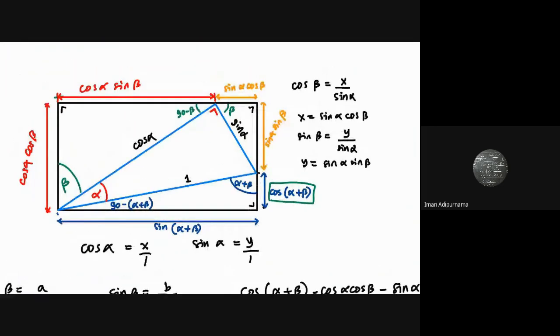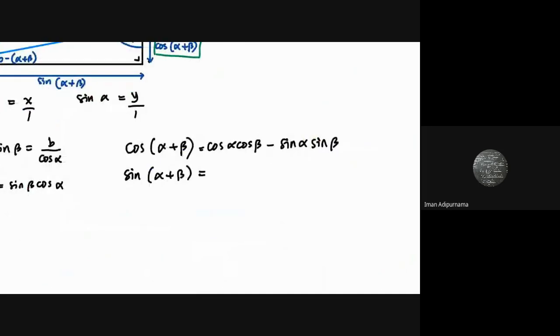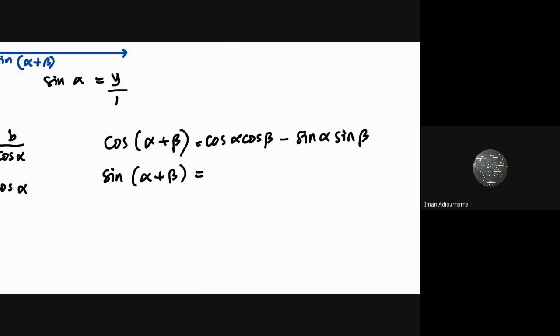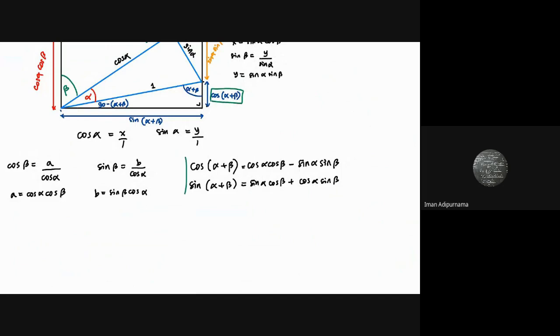This is cos alpha sine beta plus sine alpha cos beta, or to make it easy to look at the pattern, we can write it in the yellow color, right? Sine alpha cos beta plus cos alpha sine beta. And we have now our double angle formula.